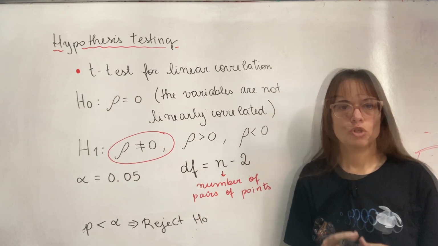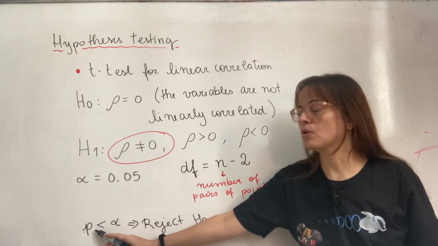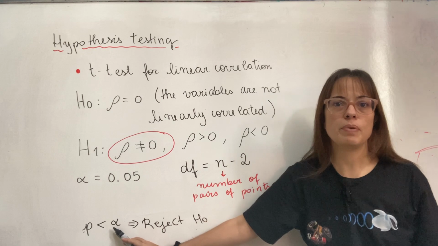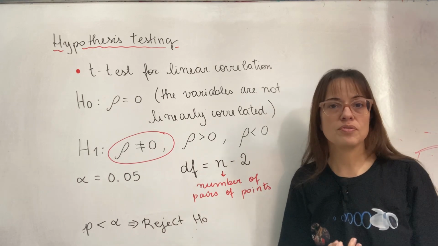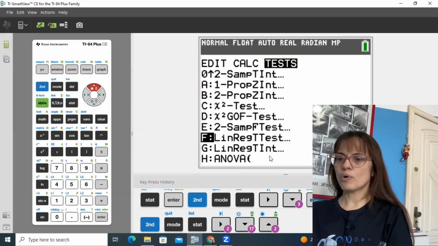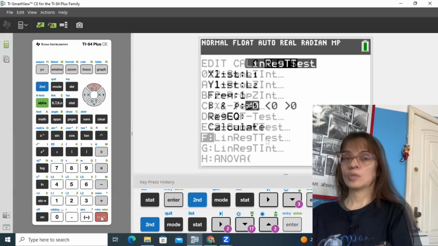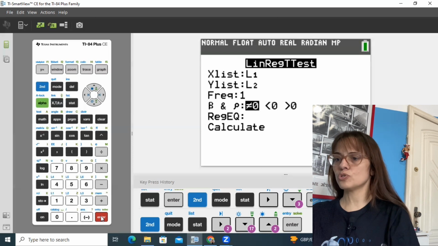We are going to use the calculator, use the technology to find the value of this probability, and then we're going to compare it with 0.05. If it's smaller, then that means we reject the null hypothesis. You scroll down almost to the bottom of the list, okay? The one that you want is the LinRegTTest. And you don't have to do the other one before you do this one, okay? You can just go straight here.